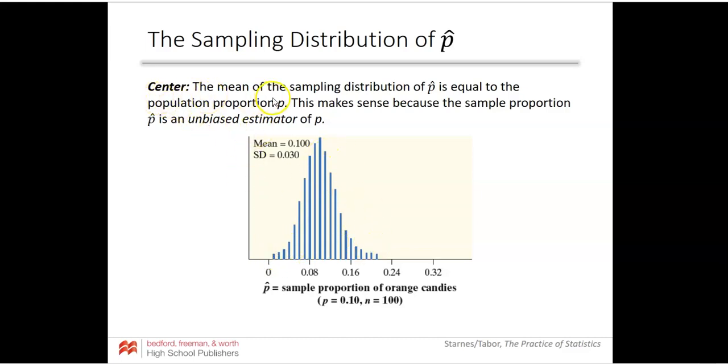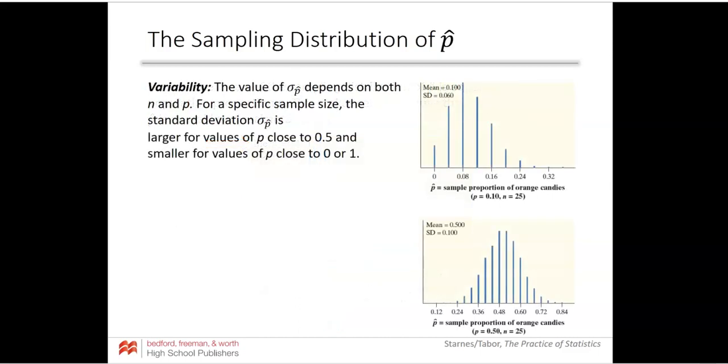The mean is equal to the population proportion. This makes sense because the sample proportion p hat is an unbiased estimator. As n gets bigger, you're not so concerned about skew. It becomes more and more approximately normal rather than skewed. And again, it's an unbiased estimator.